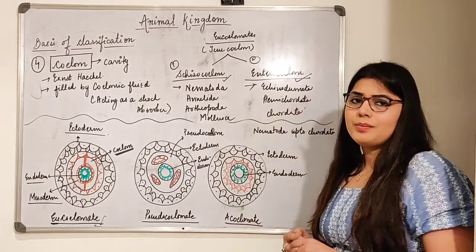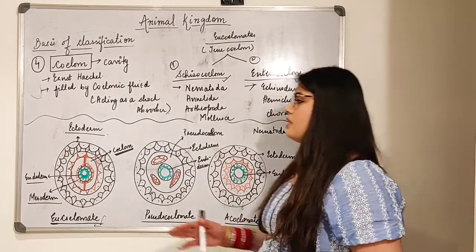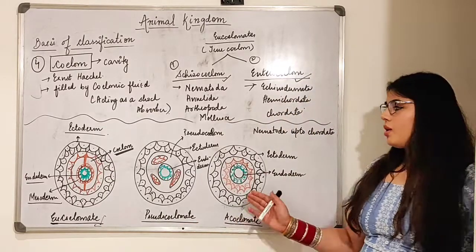Okay, so these are the perfect examples, and this is the diagram which you can understand from the book also, very simple.